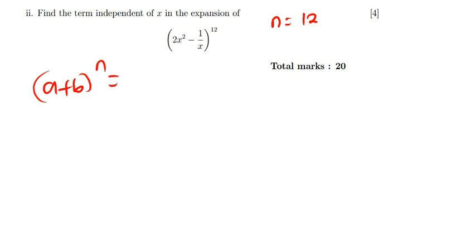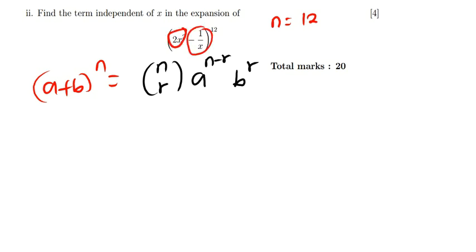So this one, the formula always is n choose r, then we have a to the n minus r times b to the power r. So in this case, the first number which you are going to be given is your a, the second number is your b. Meaning in this case my a is 2x squared, my b is negative 1 over x to the power 2.